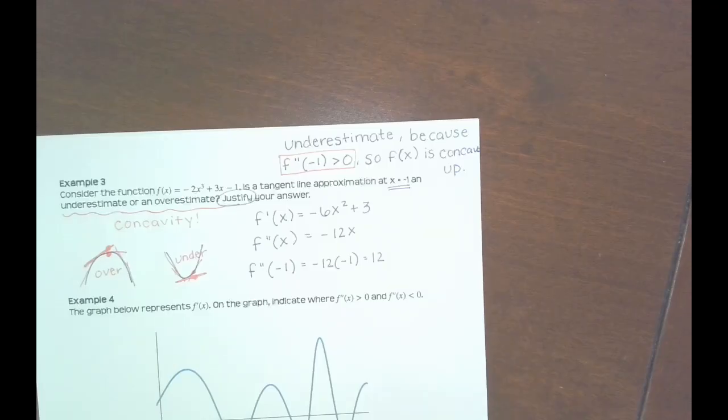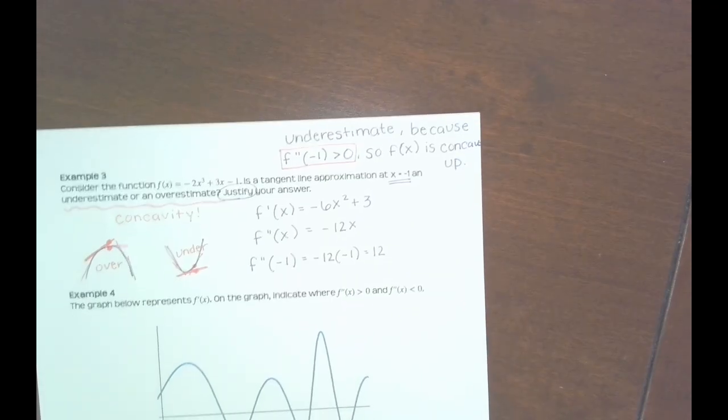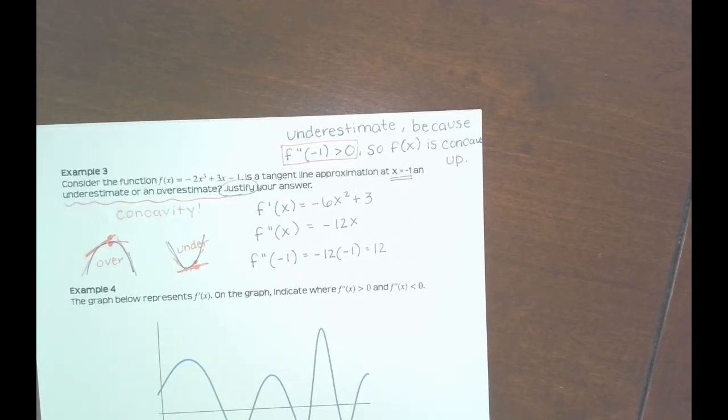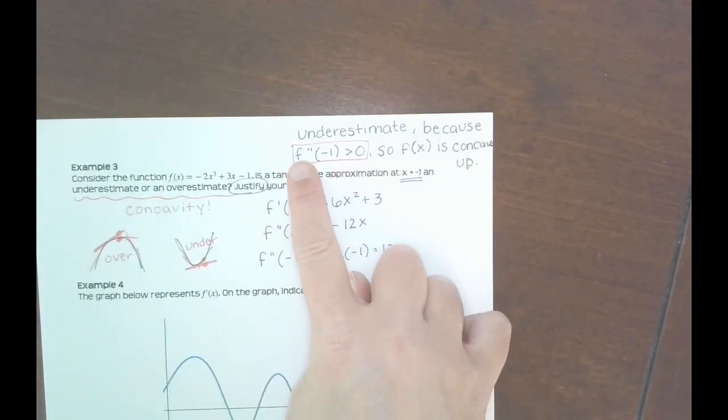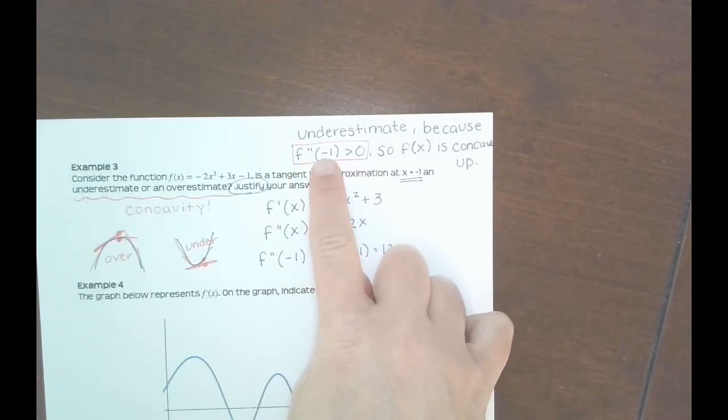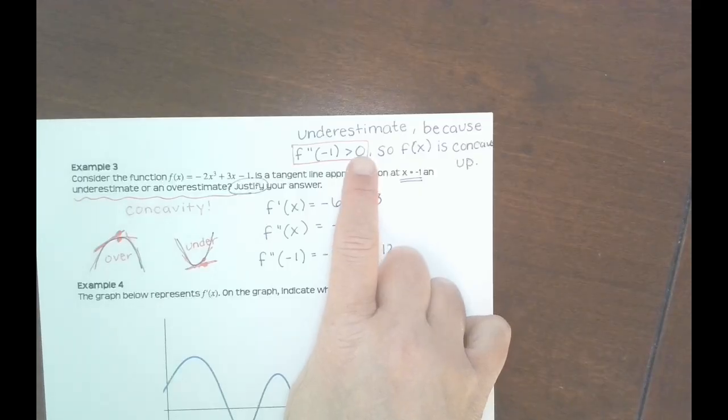Some of us are very wordy in our explanations. Some of us like to say, well, I calculated the second derivative and then I plugged in negative 1 and I got 12 and 12 is positive. And they say all of that in words. And this accomplishes all of that, right? You were saying, I calculated the second derivative at negative 1 and it's positive, okay?